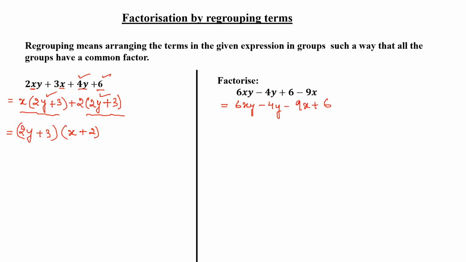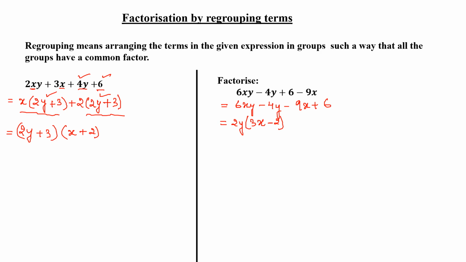If you see the first 2 terms, 6xy and minus 4y, I can see y is common, and the highest common factor of 6 and 4 is 2. So I can take 2y common over here. If I take 2y common, I will be left with 2 3s are 6, 3x minus 2. 3x minus 2 will be the left out expression here because I have taken 2y common.